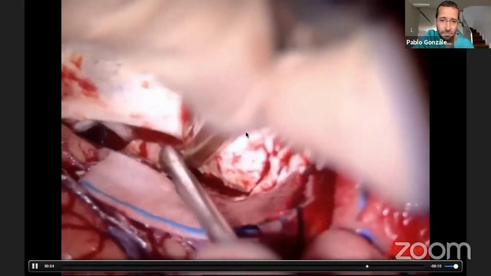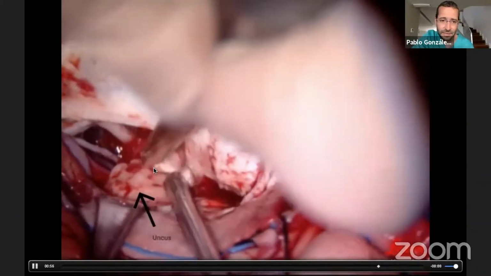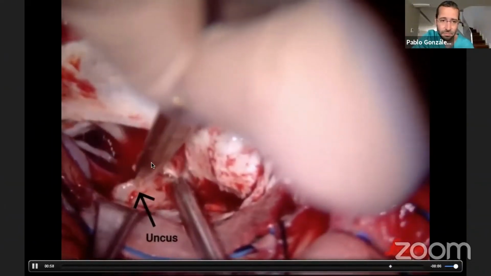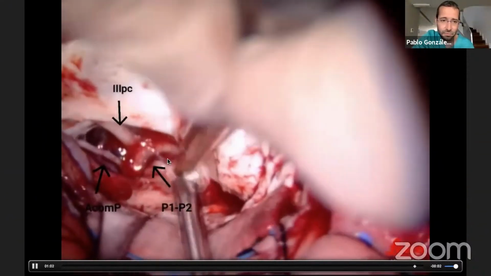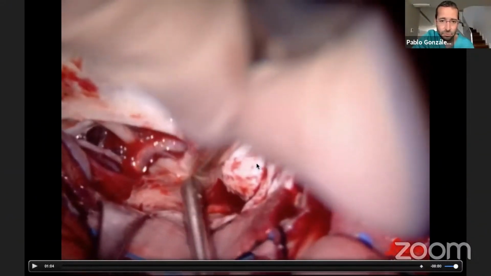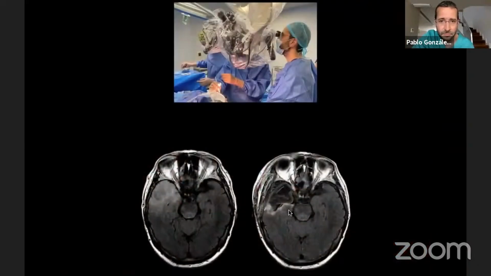This is the head of the hippocampus, and this is the amygdala. This is the third nerve and PCOM. So that's where the amygdala was being pushed, the uncus being pushed, P1, P2, and finally we took part of the head of the hippocampus.